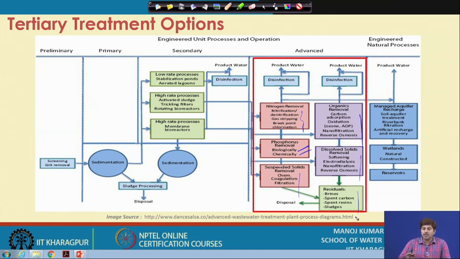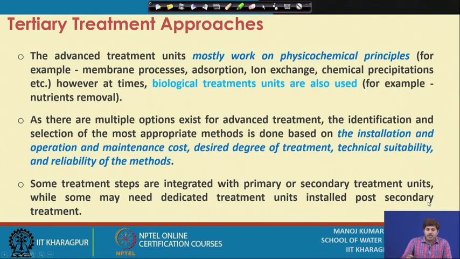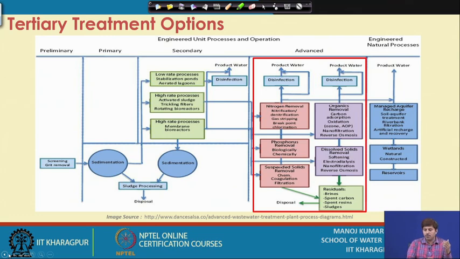So, that way there are a variety of processes which can be used for the treatment of the wastewater coming out of the secondary level as advanced treatment units. Okay. So, if we see the tertiary treatment approaches, what are the various approaches for tertiary treatment? As we just saw, there are several methods for the treatment of some of the pollutants. Okay. You can have an overlook again.